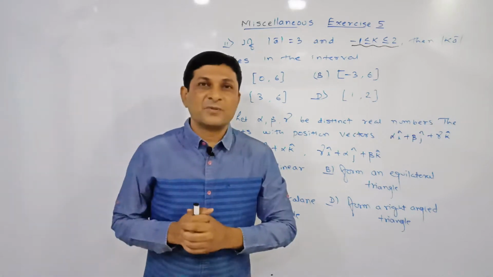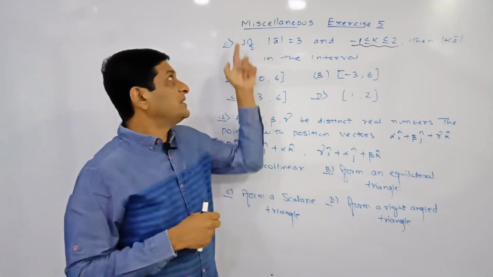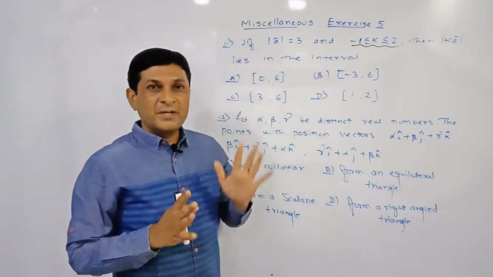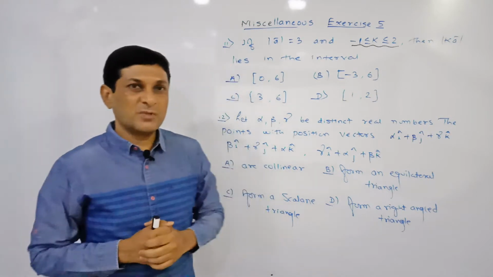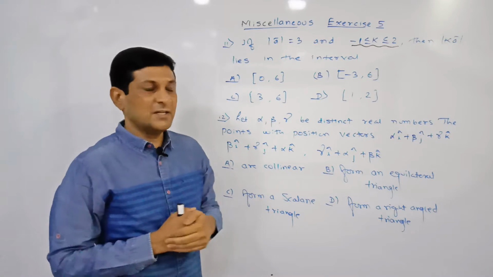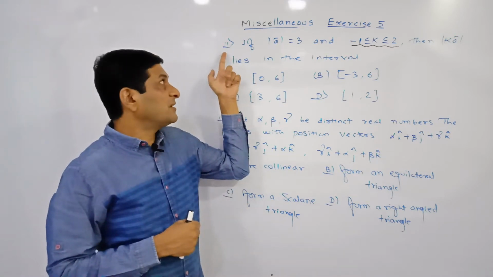Hello friends, today we are starting miscellaneous exercise 5. Already from question number first we have completed 10 examples. In question number first, multiple choice questions are there. Now we are starting example number 11.